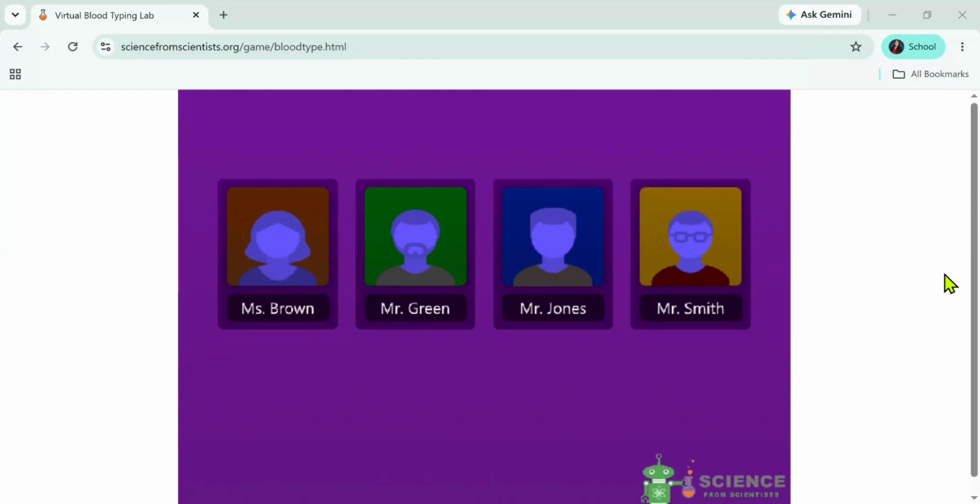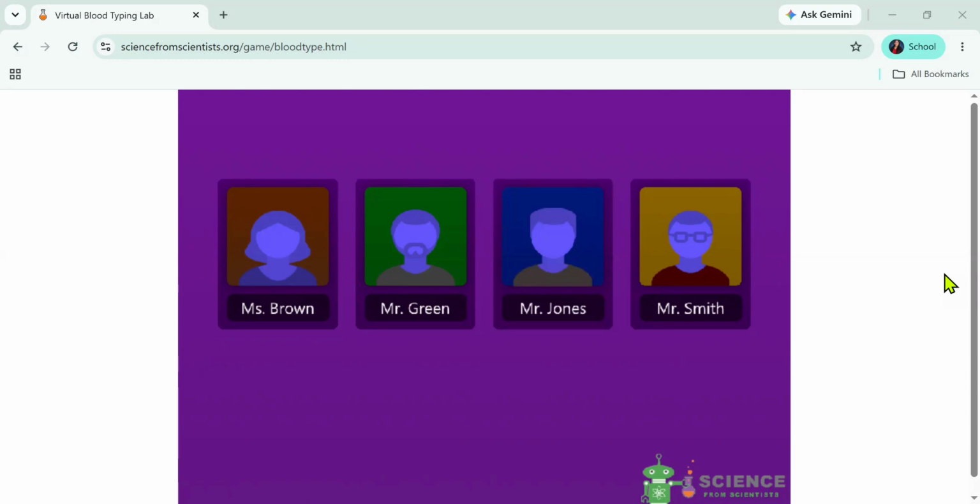Welcome everyone. Today we're going to perform a virtual blood typing simulation. By the end of the session, you should be able to determine a person's ABO and RH blood type, understand the antigen-antibody reaction, and interpret agglutination results. Okay, so that is our topic.